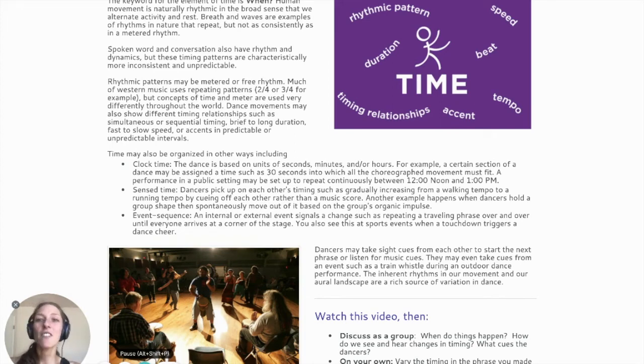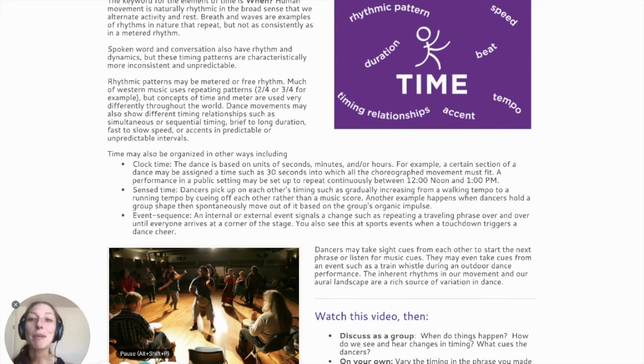Spoken word and conversation also have rhythm and dynamics, but these timing patterns are characteristically more inconsistent and unpredictable. Right, so when we're talking to each other, we don't always talk like this right on a beat, right? That would be weird. But sometimes it can feel good to talk on a beat when we're doing music or dance or other things that have a rhythm sometimes.